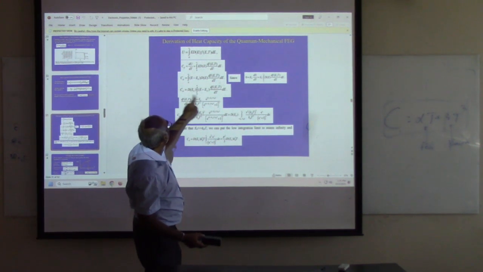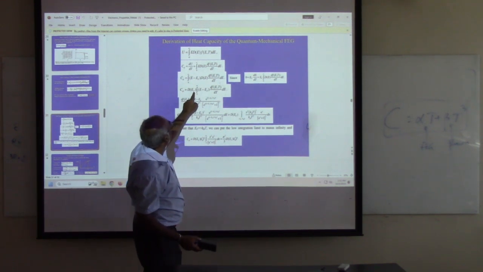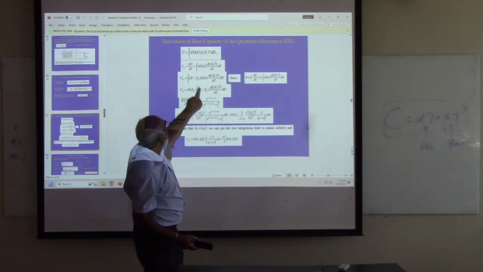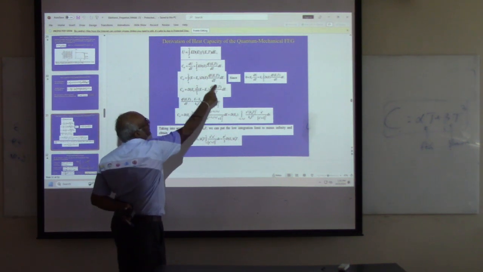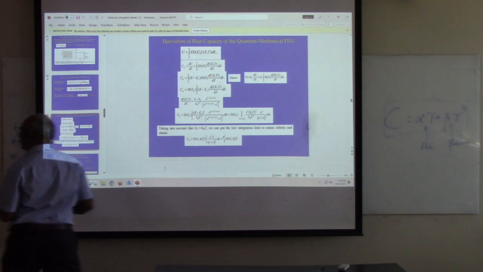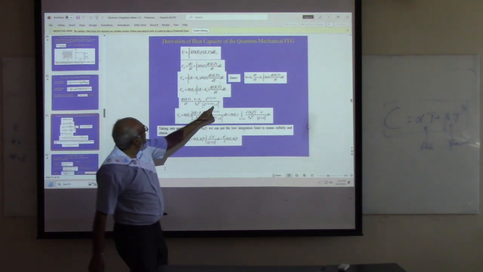If you do that, you can approximate D(E) as D(E_F), the density of states at the Fermi energy. This is easy to integrate. We know how to take dF over dE because F is 1 over e to the (E minus E_F) over k_B T plus 1. You know how to get dF over dE: take this one times this one, then divide by the square of this one. If you do that, you get this function.